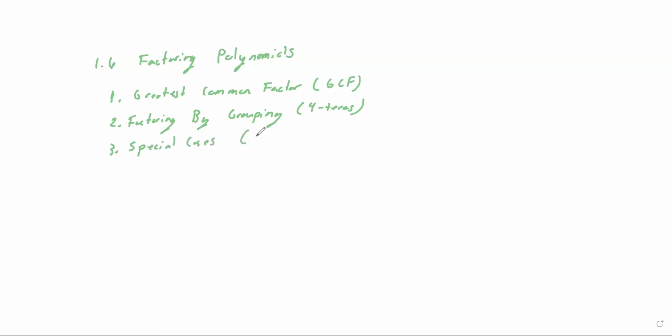This is your difference of squares, and your sum and difference of cubes. Notice you had it for squares, for difference, and then cubes has both sum and difference. And then we'll just talk about generic trinomials.